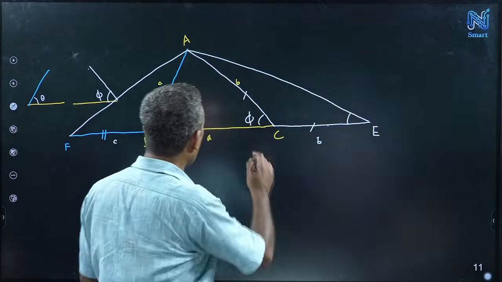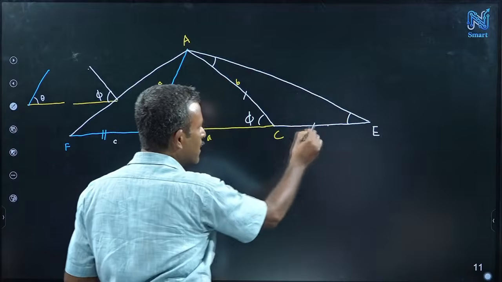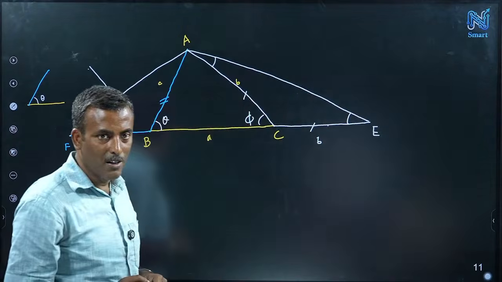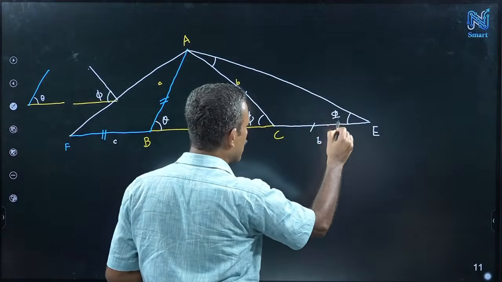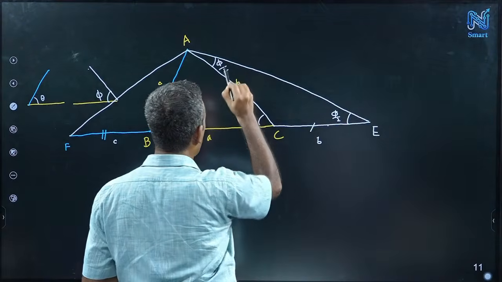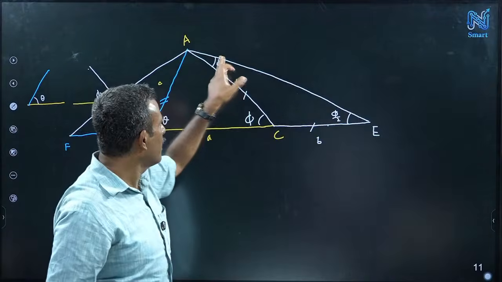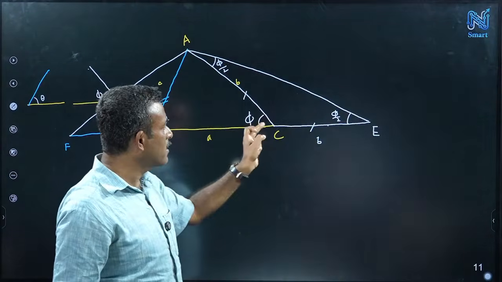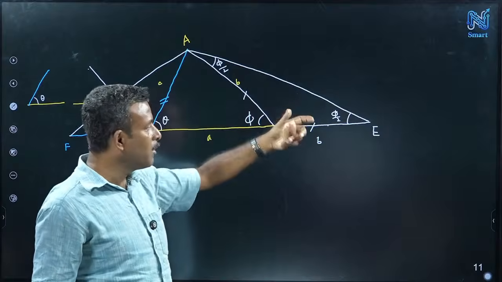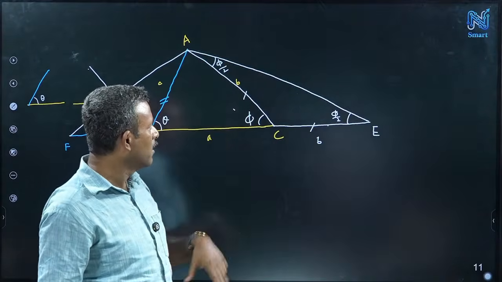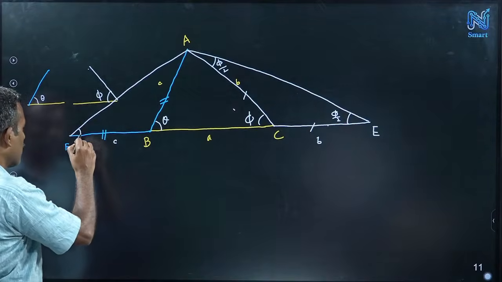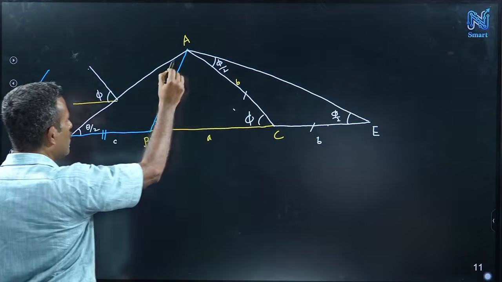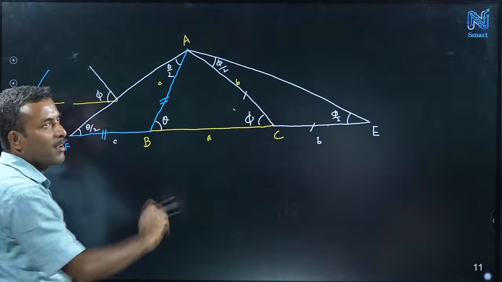These two angles are equal, you don't know? These two sides are equal. These two angles are equal. Angle CAE and CEA are the same because CE equals AC. So phi by 2, phi by 2. Similarly, this is theta by 2, theta by 2, right?